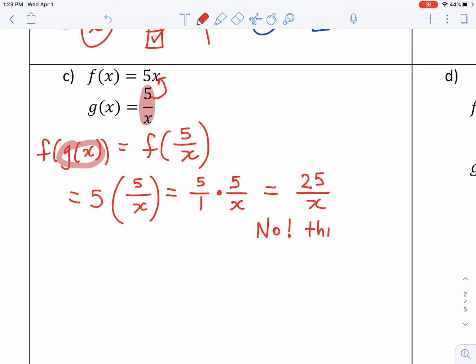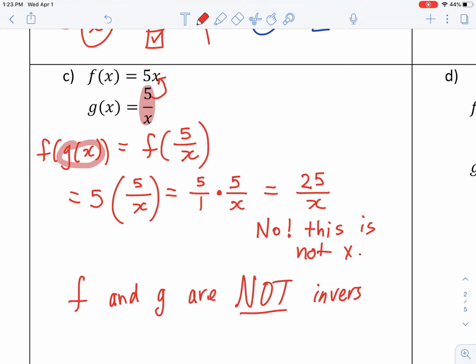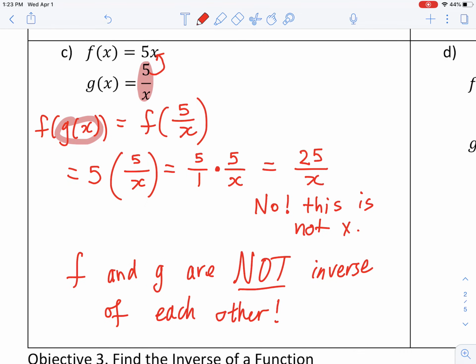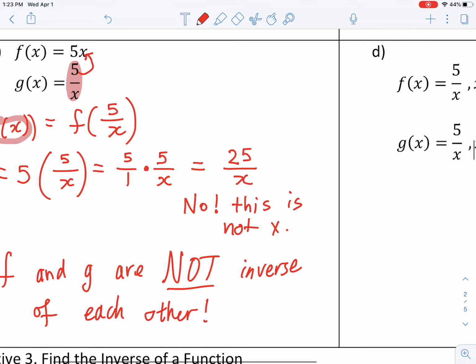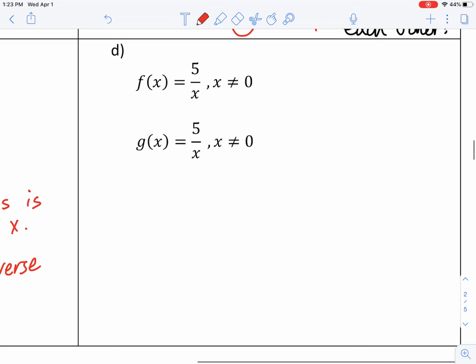Is this x? No. This is not x. Therefore, guess what? It failed the first condition and needs to meet both conditions. So this is where you get to say, f and g are not inverse of each other. If it fails the first condition, then you don't have to go on and check the g of f of x, because it needs to be true for both f of g of x and g of f of x. And if one of them fails, then you get to just say, they're not inverse of each other, and move on.